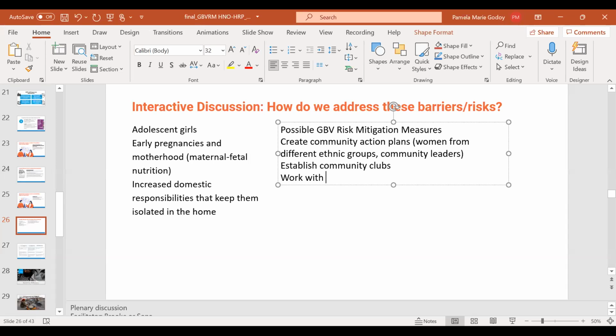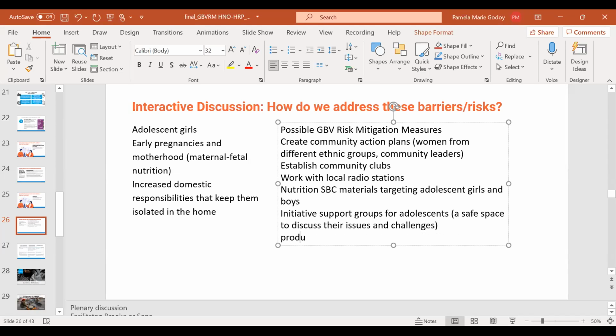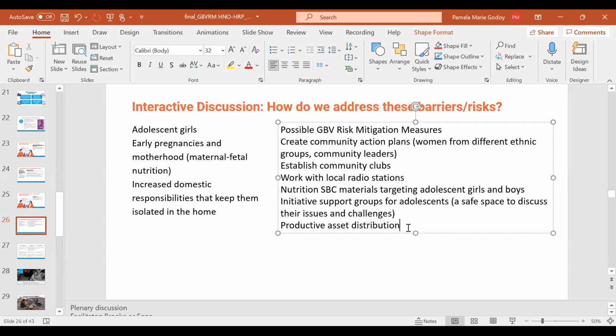Yeah, so for us from Tanzania, USAID Lishe na Elimu, what we've done is we've developed nutrition SBC materials targeting adolescent girls and boys, both in schools and out of schools. But also we are initiating support groups for adolescents. These groups encourage adolescents to attend because they see that they can discuss their issues and share their challenges. But also, we're prioritizing them in terms of productive asset distribution. So they are initiating businesses, but also production of animal source foods like chickens and rabbits. Some of them are involved in aquaculture. When they get produce, some of it they use for consumption, others they use as business. So that is also encouraging and empowering them. So that's what we are doing.